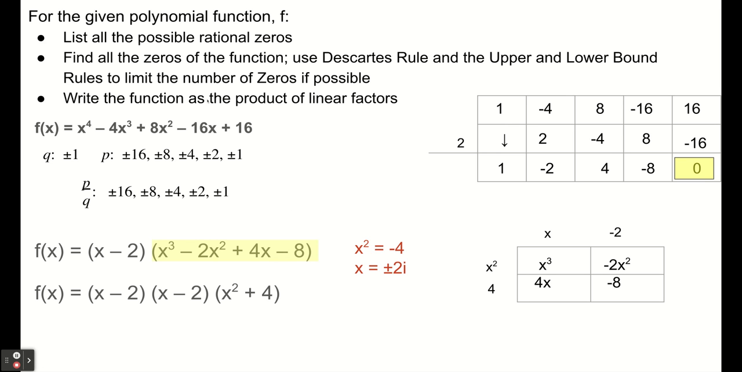If I had to write this entire function as the product of linear factors, I'm going to write x minus 2 quantity squared, and I'm going to rewrite this expression as x minus 2i and then x minus negative 2i. I believe I have answered all of the questions. I listed all of the possible rational zeros. I found the zeros of the function. The zeros are 2, which has multiplicity 2, 2i, and negative 2i. And I've written the function as a product of linear factors.